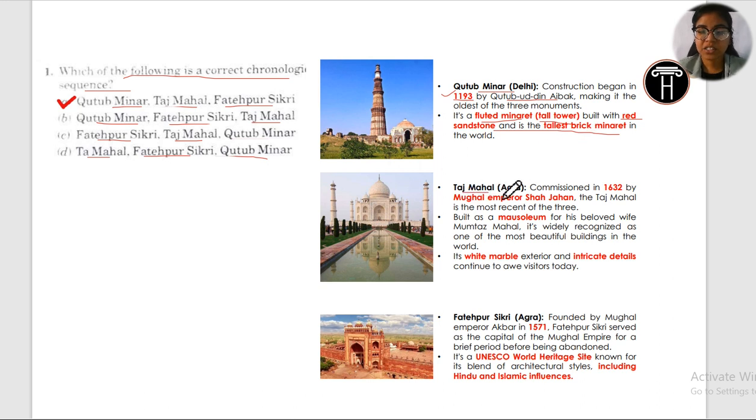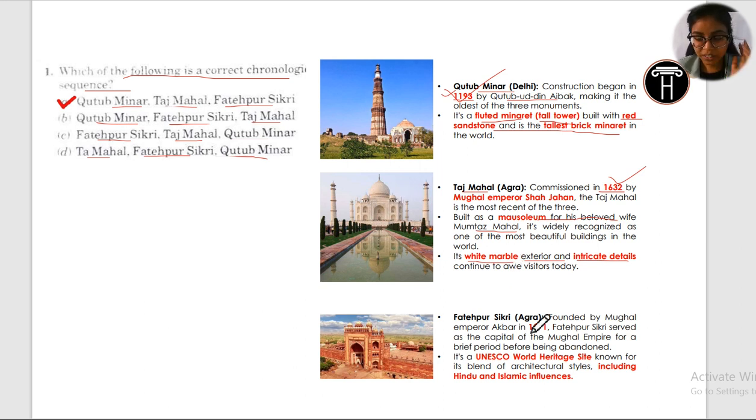Second, we have the Taj Mahal. Its construction started in 1632. So the first one is our Qutub Minar, then Taj Mahal as per the date. It is built as a mausoleum for his beloved wife. It was built by Shah Jahan for his wife Mumtaz Mahal, and it is made up of white marble exterior, and intricate details can be seen on the Taj Mahal facade.